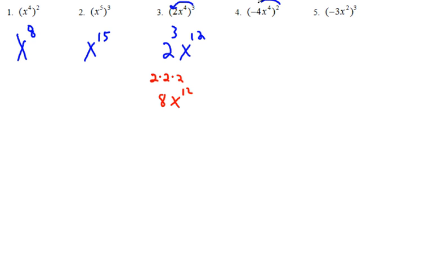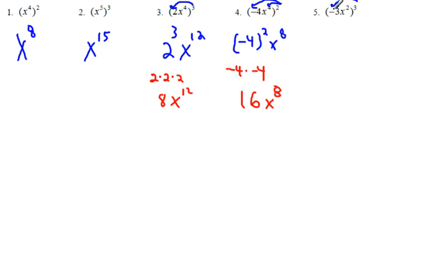Same story here. We're going to multiply the exponents. So my negative 4 still gets an exponent of 2. X to the 4th times 2, that's x to the 8th. So here, I think negative 4 to the 2nd power, that's negative 4 times negative 4, that's positive 16. X to the 8th.